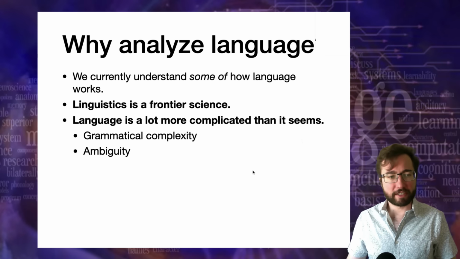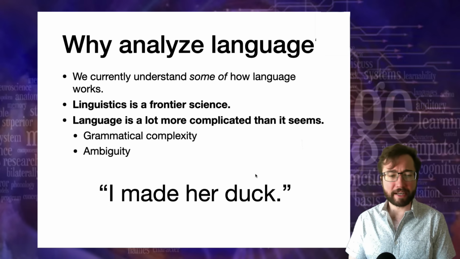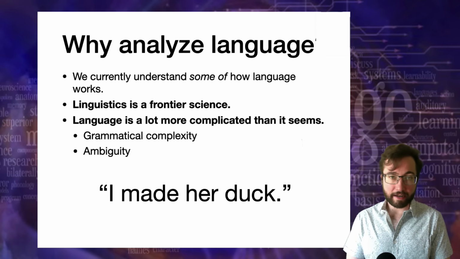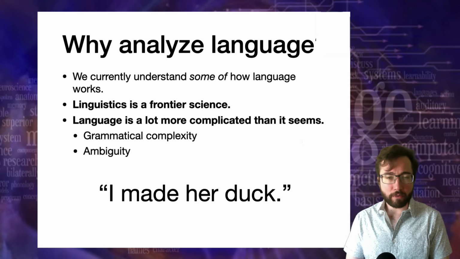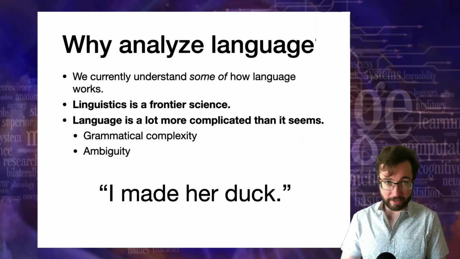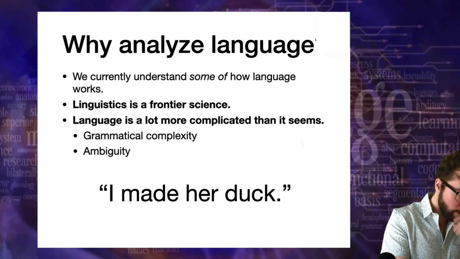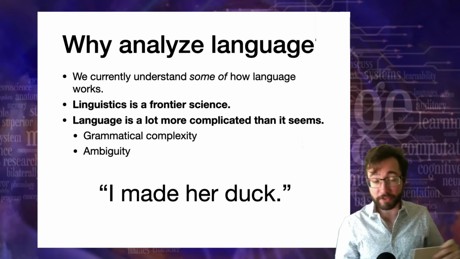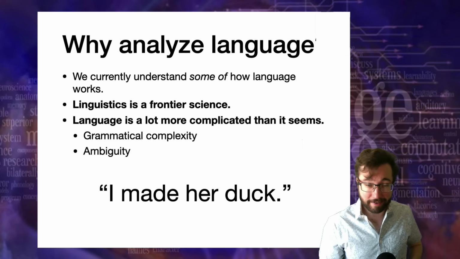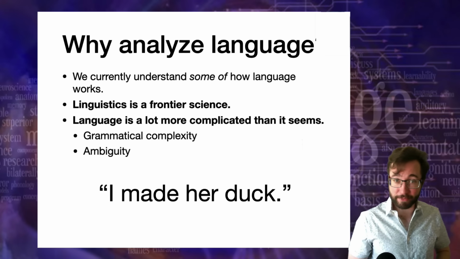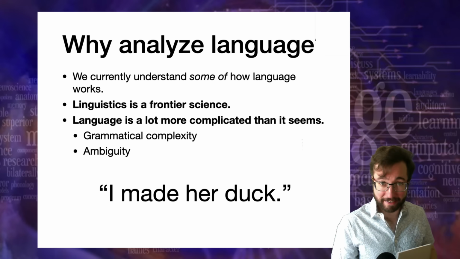So to give you an example of this, here's a sentence: I made her duck. And I'd like for you to pause the video now and get out some paper or whatever and write down just how many different meanings you can come up with for this sentence. I made her duck. So pause the video now. Good. So how many did you come up with? It's possible to come up with something like 15 to 20 if you really try. But here's what I got.